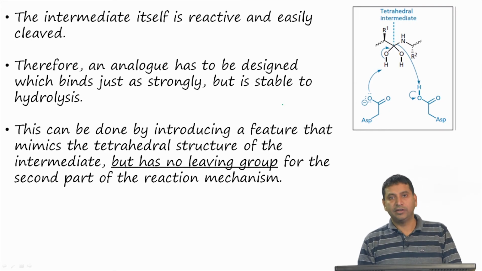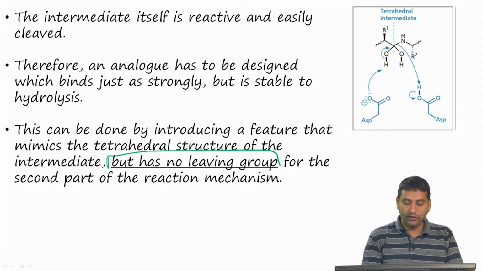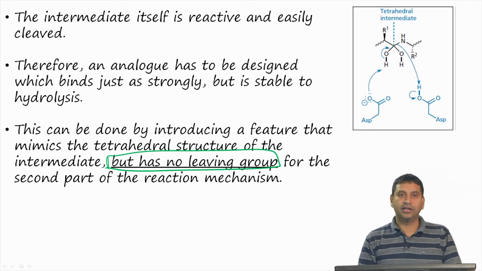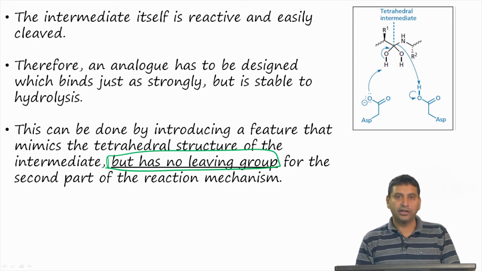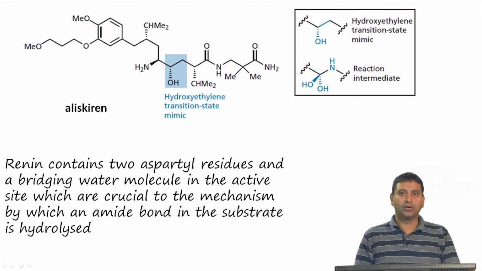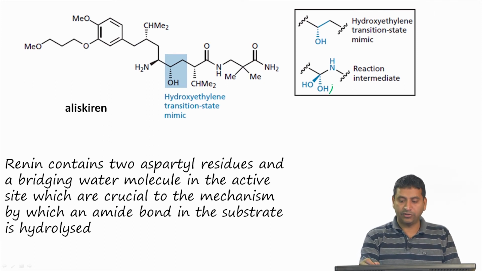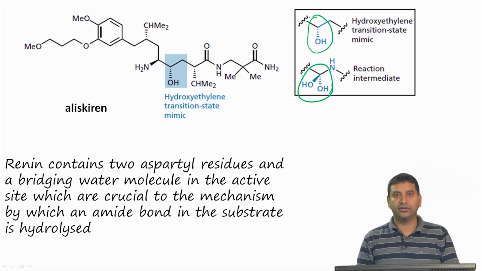The intermediate itself is reactive, and therefore it is not going to be useful in designing a compound. But if you have a compound that looks like the tetrahedral structure but has no leaving group, then we can make a transition state mimic. The compound that we are looking at here is based on this reaction intermediate, which has 2 hydroxyl groups, and the compound that was designed has 1 hydroxyl group, which has some character of the transition state but is also not turned over, and therefore it acts as an inhibitor.